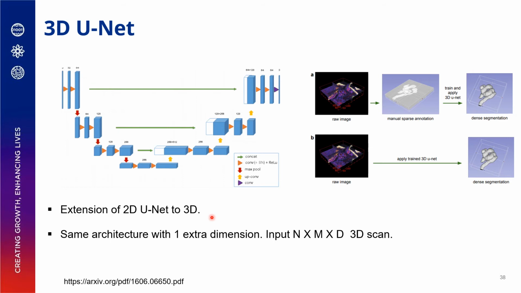And instead of downsampling 4 times with 4 layers, you only have 3, because the number of parameters now is a lot higher. So to keep the number of parameters in check, we don't downsample 4 times. Instead, we just do it 3 times. Your input is n by m by d, where d is your depth for your 3D scan now, and your output would be n by m, sorry, n by m by d, a binary segmentation mask for the entire image.